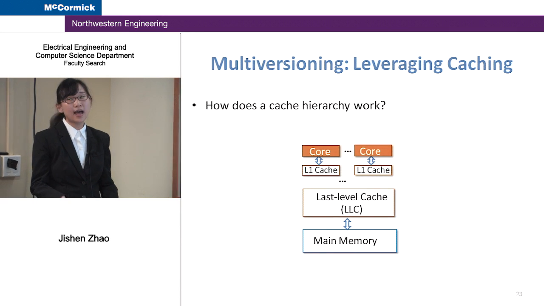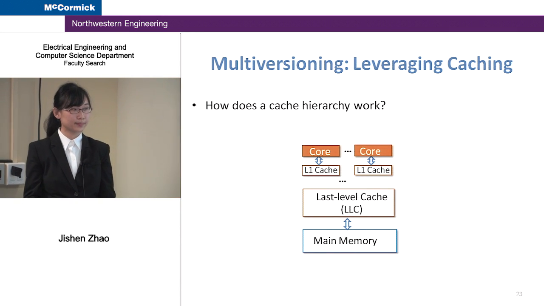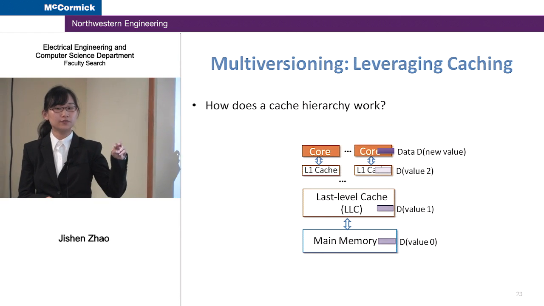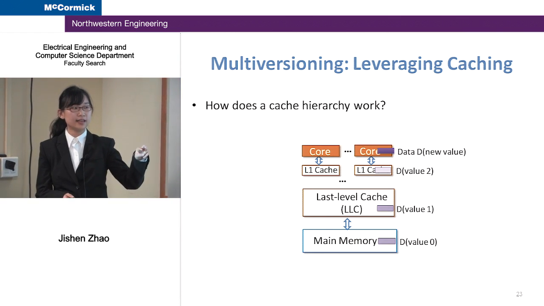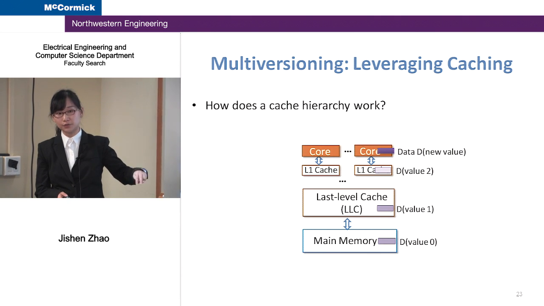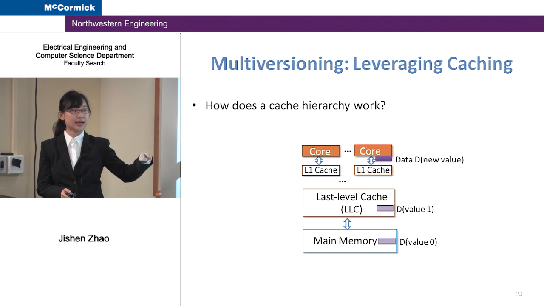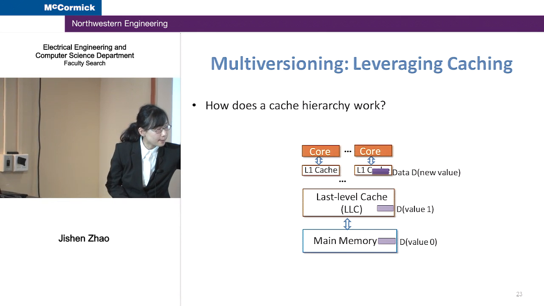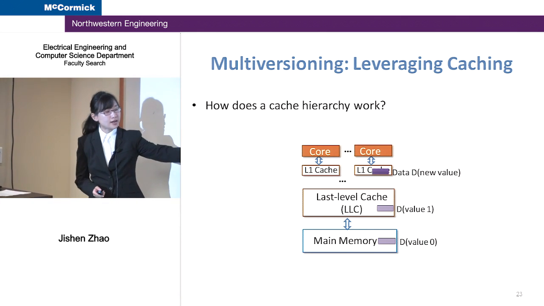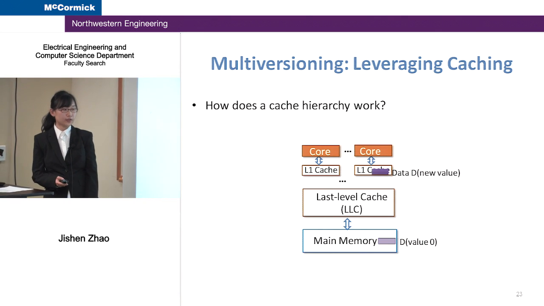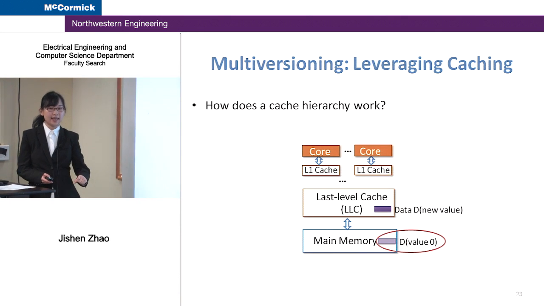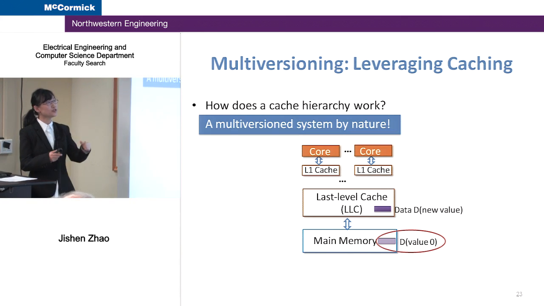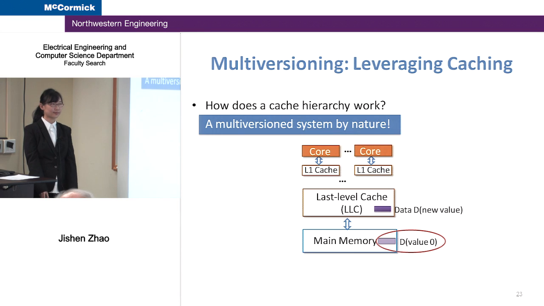Let's think about how the cache hierarchy works. If a processor wants to write a new value, it writes to the first level cache first. Then the old value remains in the lower levels until the new value gets evicted to the next level. So before this new value is evicted out of the last level cache, the old value will always remain in the main memory. If we think about this, this is a multi-version system by nature.